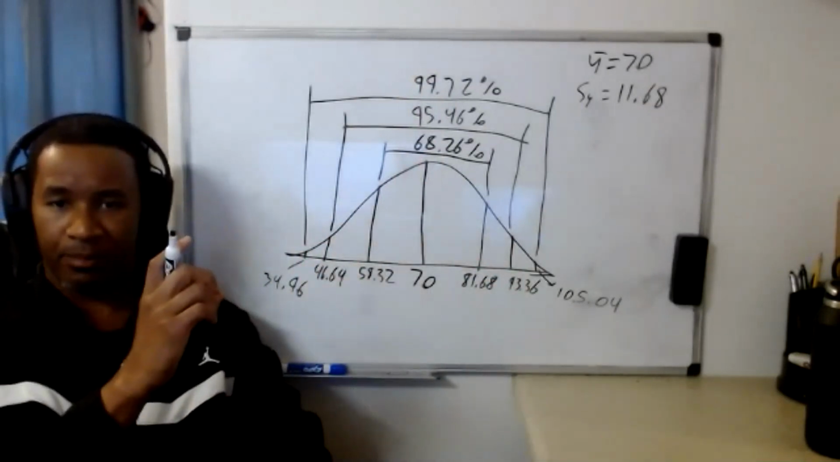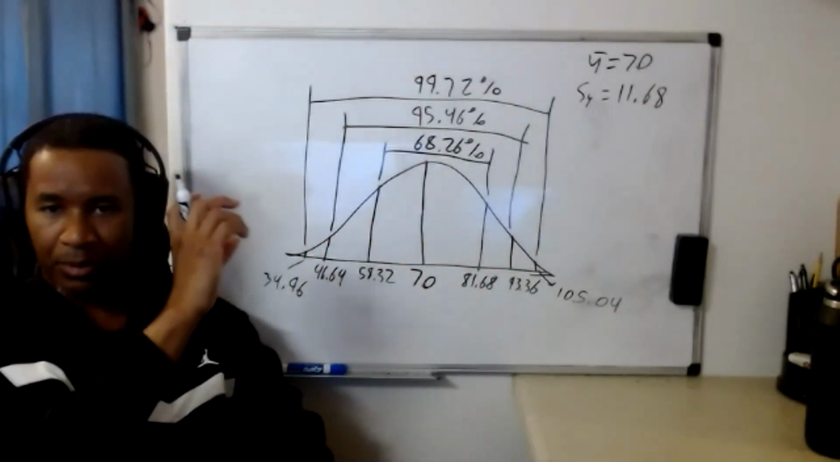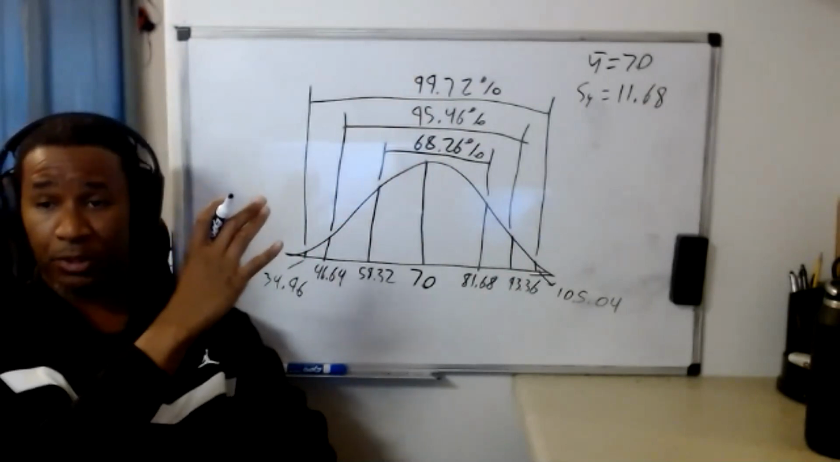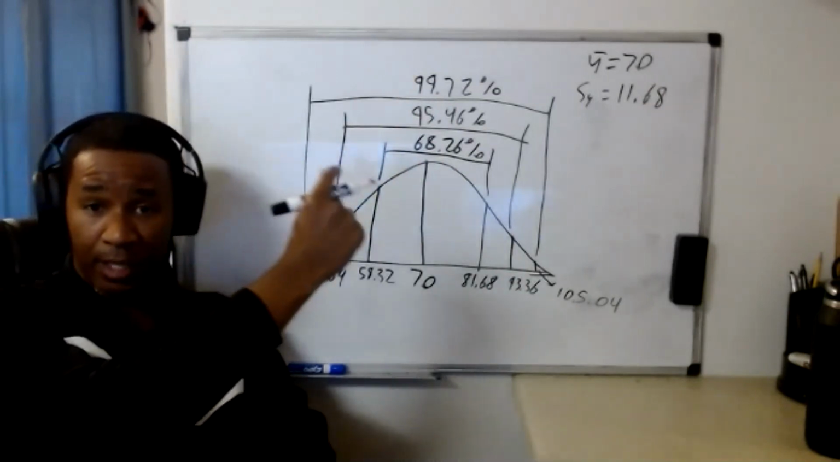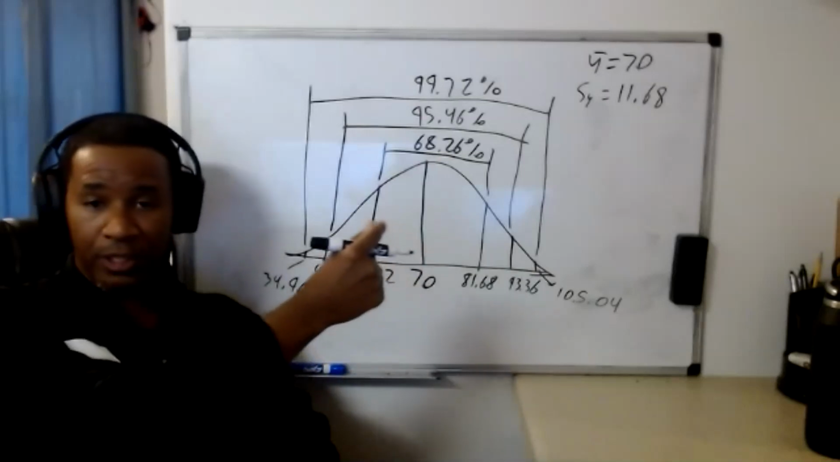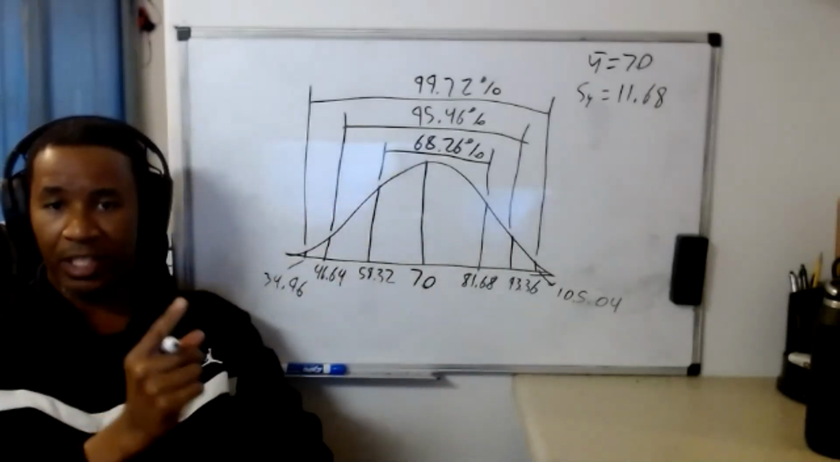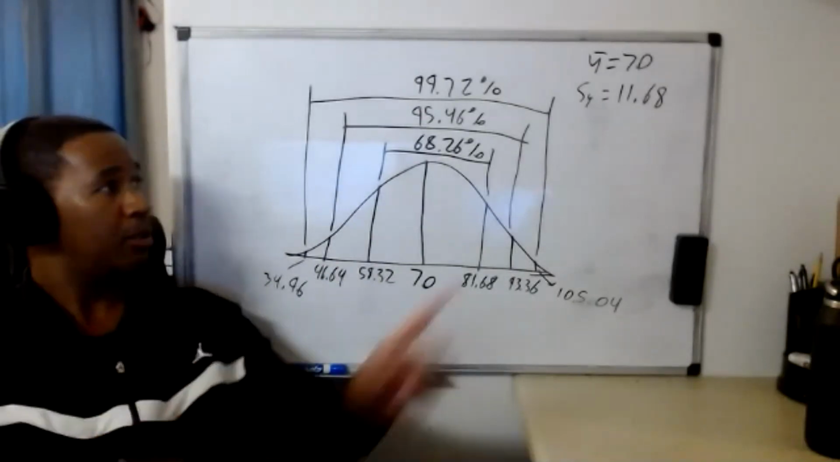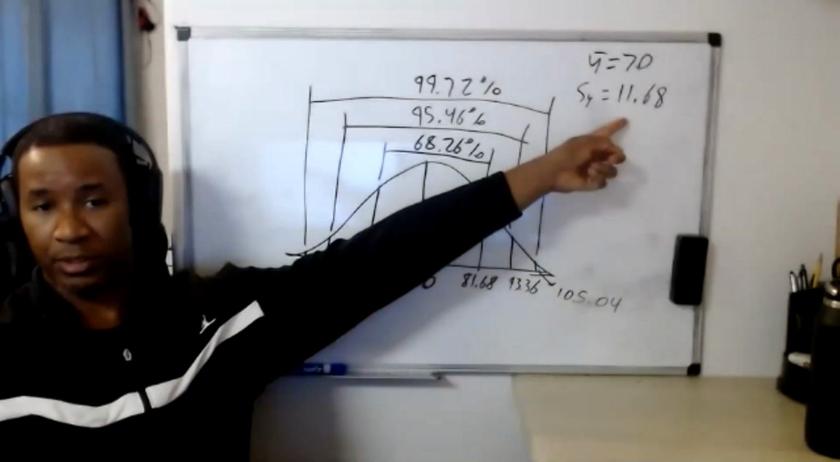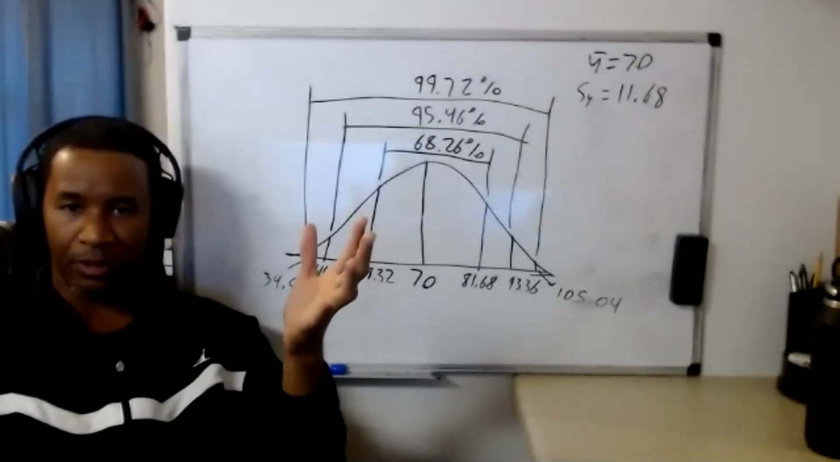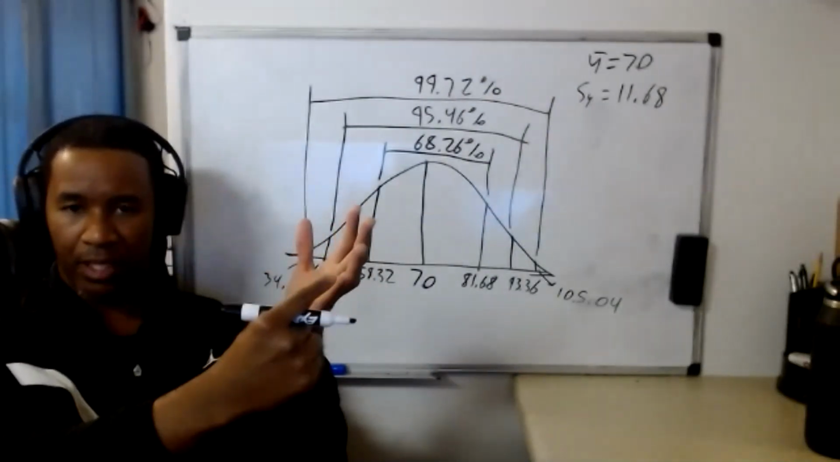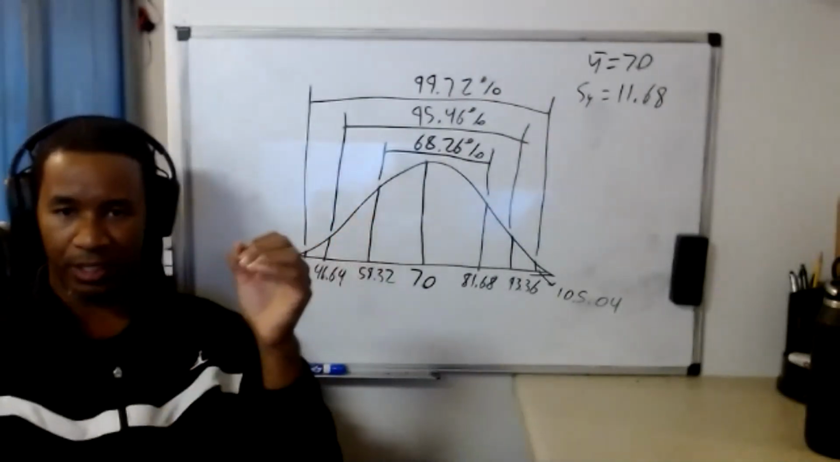Now again, 68.26% of all the cases in the distribution are going to fall within one standard deviation above the mean and one standard deviation below the mean. One standard deviation is 11.68. The mean is 70. One standard deviation above the mean is 81.68.